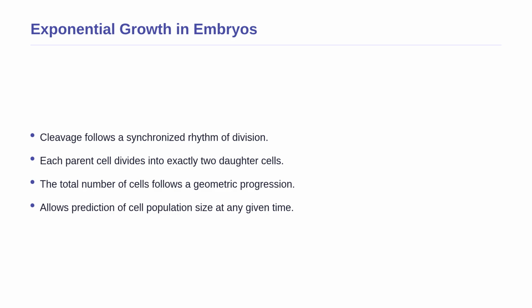By understanding this mathematical pattern, embryologists can predict the exact size of the cell population at any given moment, which is a crucial metric for determining if an embryo is developing at a healthy, normal pace.